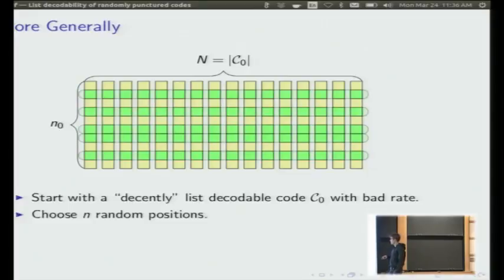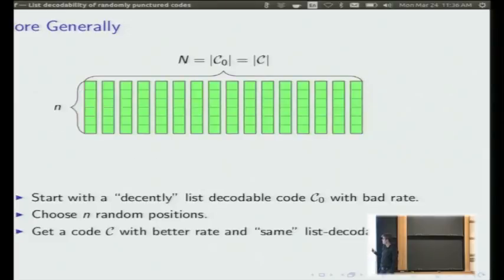And then choose n random positions, with replacement or without replacement; I'm going to wave my hands, the distinction doesn't really matter. So choose n random positions, throw out the rest, and just keep those n positions. Now what you have is a new code C. It has the same size but a much shorter length, so the rate has improved. However, our theorem says that even though the rate has gotten much better, it has the same list decodability properties.